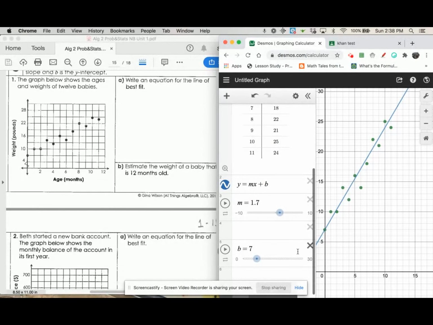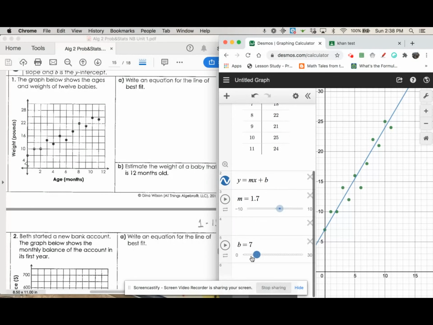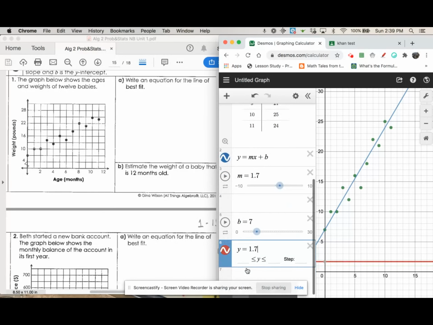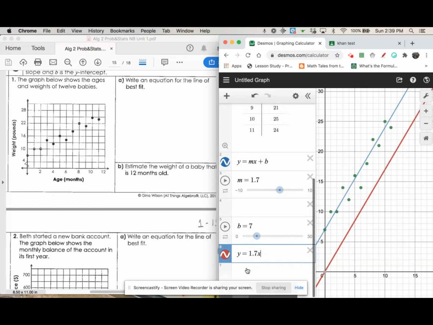I'm getting as close to all the points as I possibly can. So there's my line. For this line equation, the slope is 1.7, and the y-intercept is 7. So when I go to write this equation, I can write y equals 1.7x plus 7, and that is my equation of my line of best fit.